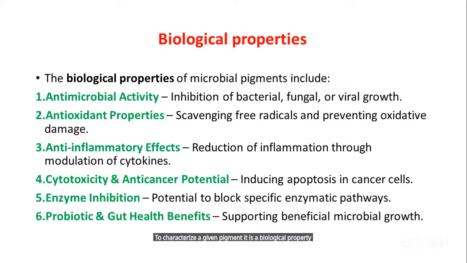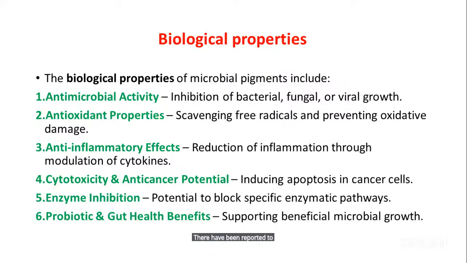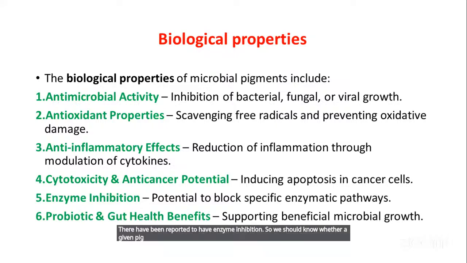So I have told you, biological properties involve a study of antimicrobial activity and antioxidant properties. Anti-inflammatory effects are there. Then some pigments may possess cytotoxicity and anti-cancer potential. Some pigments have even been reported to have enzyme inhibition. So we should know whether a given pigment has the potential to block a specific enzymatic pathway or not. All these things we should study under the biological properties of a given pigment.